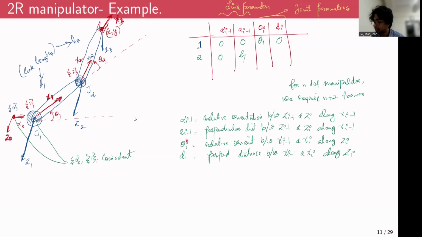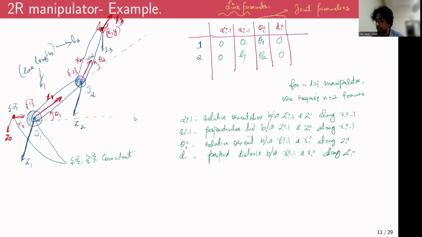Now, the third parameter, the joint angle, is basically the relative orientation between X1 and X2 measured along Z2. That is nothing but this angle theta 2. And d_i is the perpendicular distance between X1 and X2 measured along Z2. But since they are all in a plane, there is no offset between X1 and X2. So that is going to be 0.